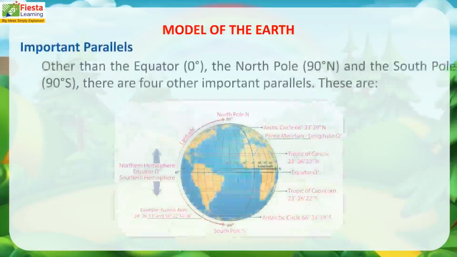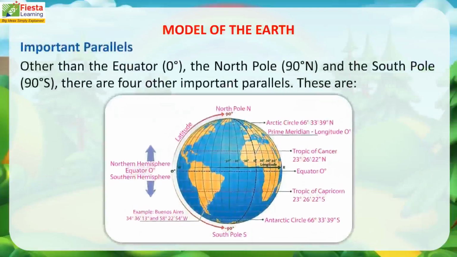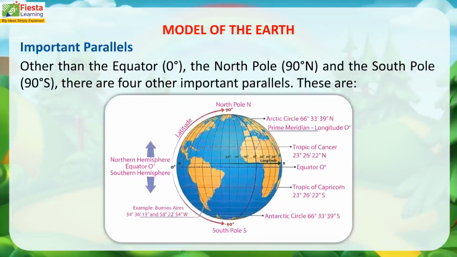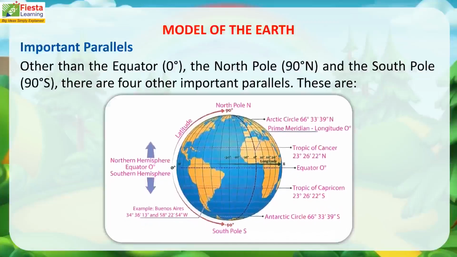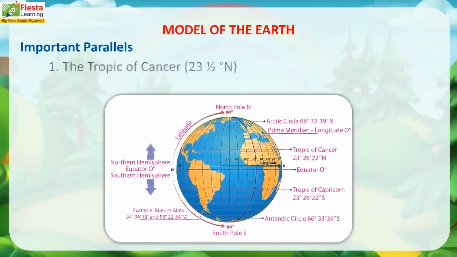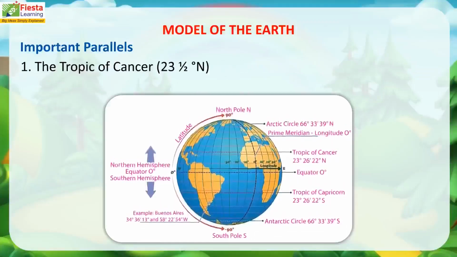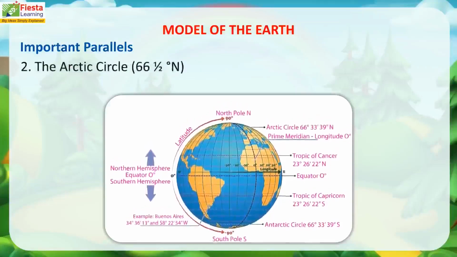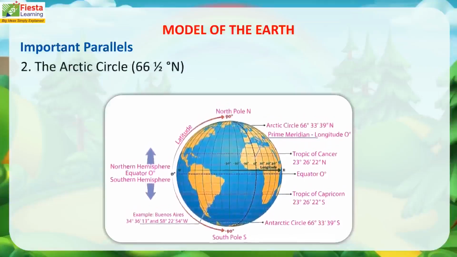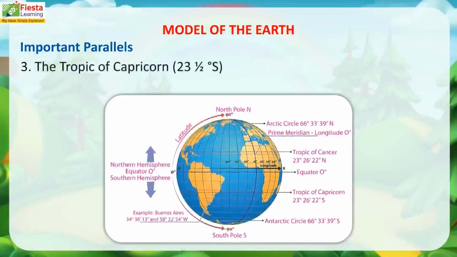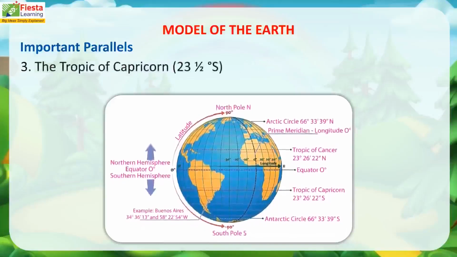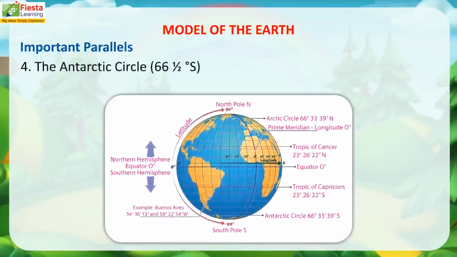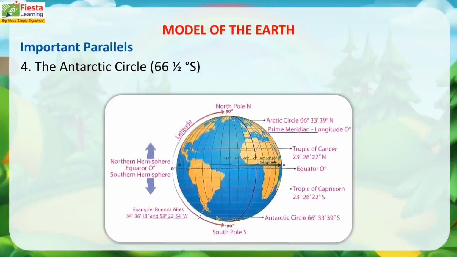Important parallels. Other than the equator 0 degree, the North Pole 90 degrees N and the South Pole 90 degrees S, there are 4 other important parallels. These are: 1. The Tropic of Cancer, 23.5 degrees N. 2. The Arctic Circle, 66.5 degrees N. 3. The Tropic of Capricorn, 23.5 degrees S. 4. The Antarctic Circle, 66.5 degrees S.